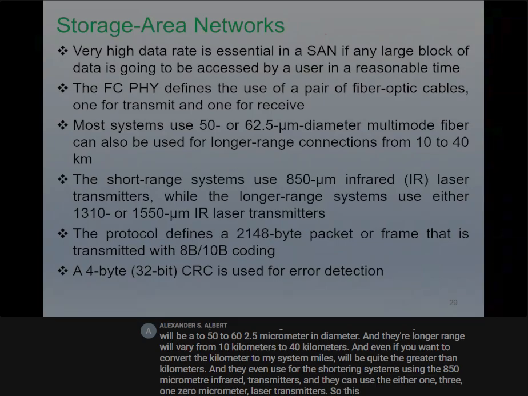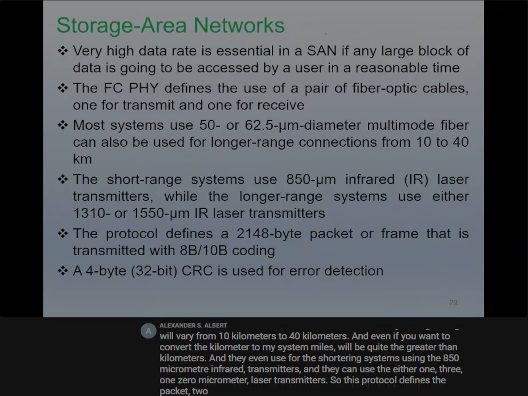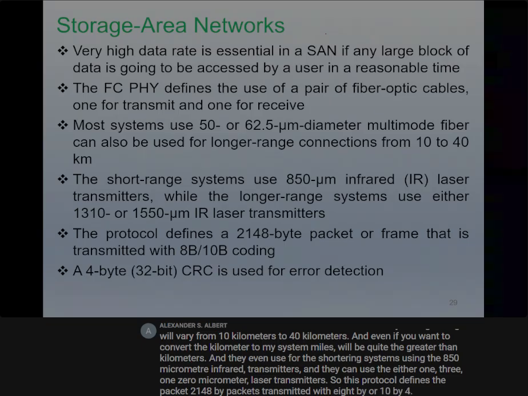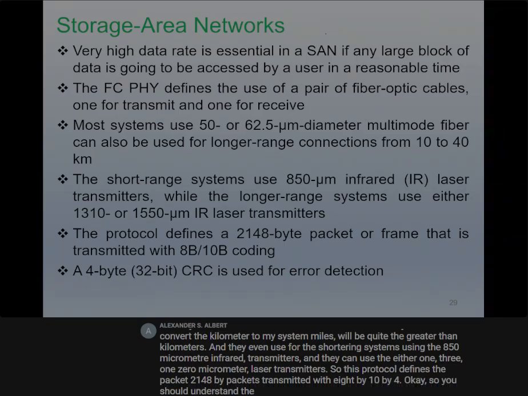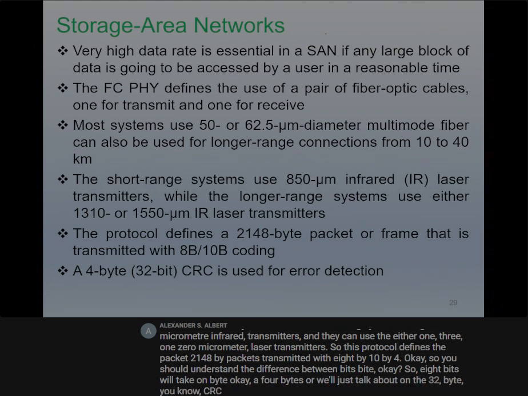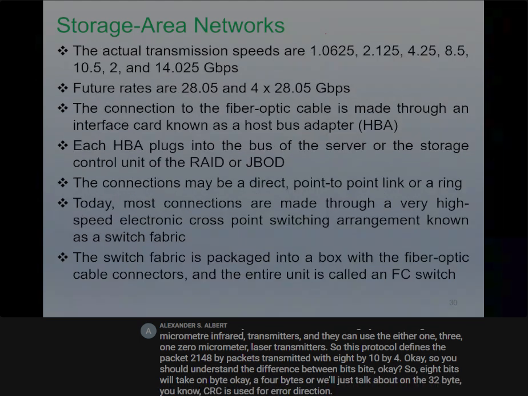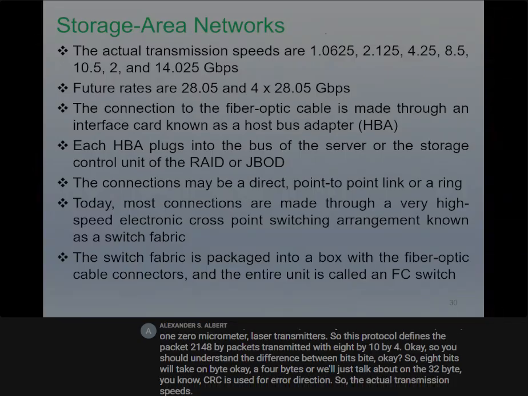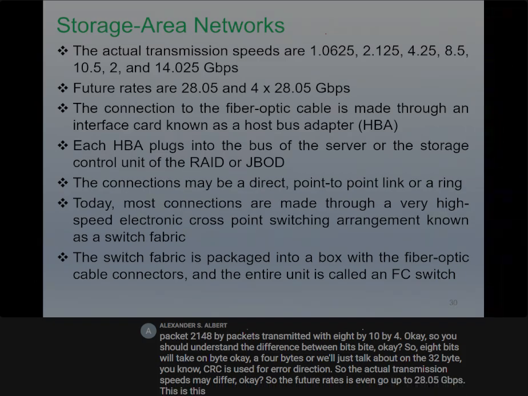This protocol defines 2148 byte packets transmitted with 8b/10b coding. You should understand the difference between bit and byte: 8 bits make 1 byte. CRC is used for error detection. The actual transmission speeds may differ. Future rates even go up to 28.05 Gbps. The speed is a connection speed, not the data transfer speed.